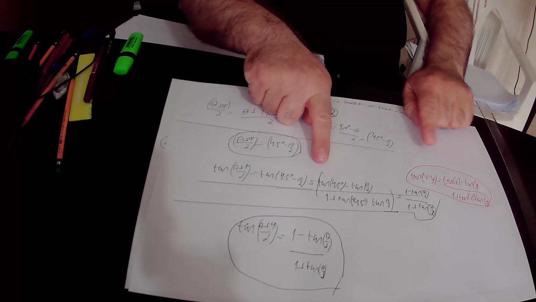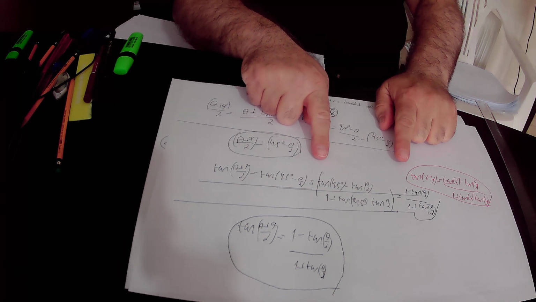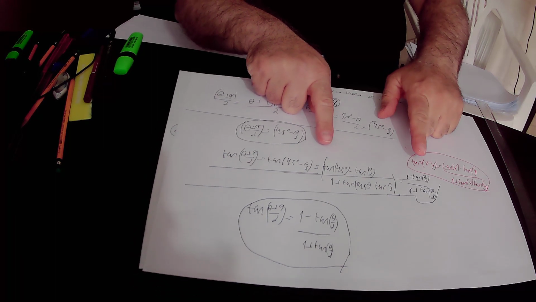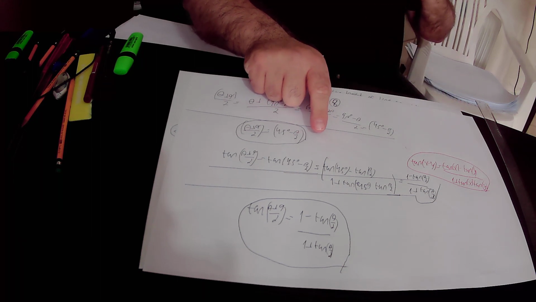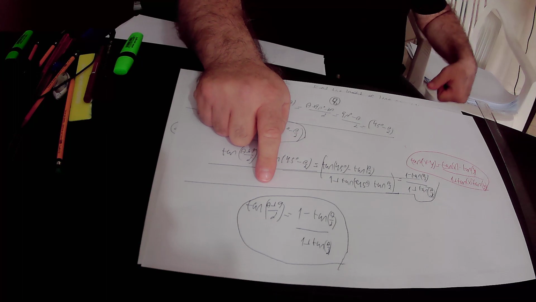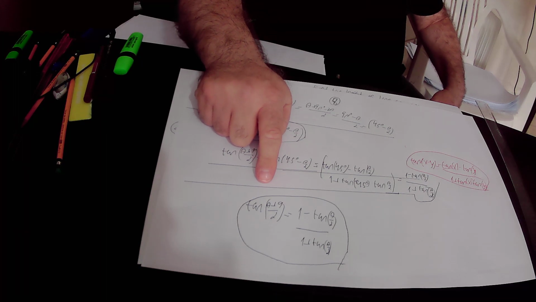Tangent 45 degrees equals 1. So in the numerator we will have 1 minus tangent theta over 2, and in the denominator we have 1 plus tangent theta over 2. So in conclusion, we found out that tangent of theta plus alpha over 2 equals 1 minus tangent theta over 2, over 1 plus tangent theta over 2.